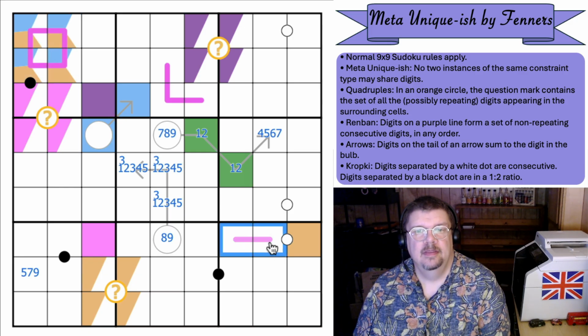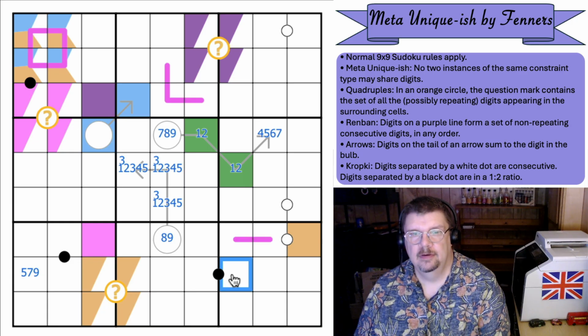Now, this one cannot be 8, 9, because if it were 8, 9, it would break this cell. So the 9 does not go on here. I don't think it can be 1, 2 either. If this is 1, 2, then this black dot cannot be a 1, 2 pair, because this can't be 1 or 2. So that would make this 1 or 2. But what's this digit? Because we've got 1 and 2 on a Renban, so it's not allowed to be 1 or 2.